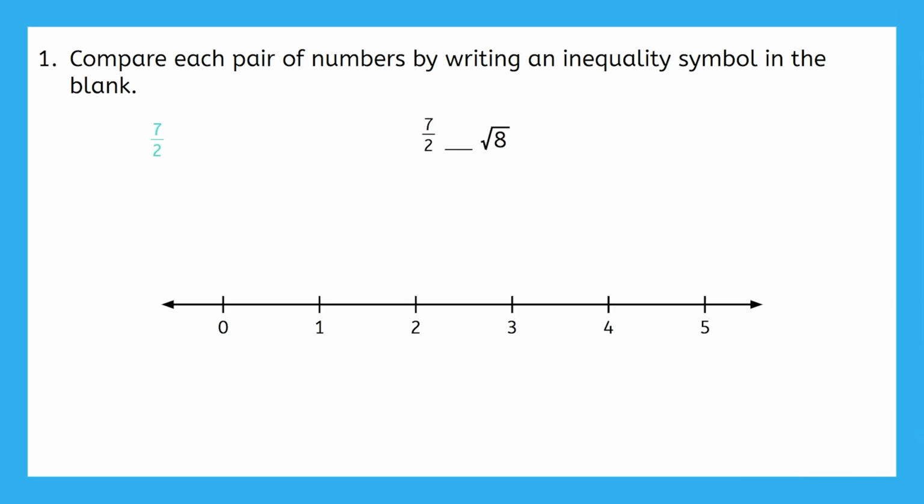7 halves is the same as 3 1/2, or 3.5. The square root of 8 is between 2 and 3, because 2 squared is 4, a little smaller than 8, and 3 squared is 9, a little bigger. On the number line, we can see that 7 halves is greater than the square root of 8.